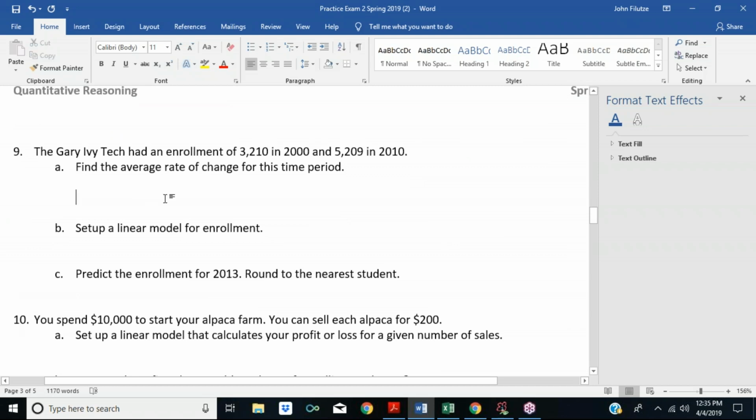All right, so number 9, this is the same idea, except it's one extra step. On number 9, we have to actually find out what the slope is.